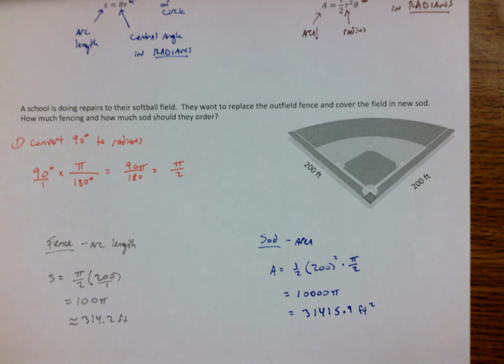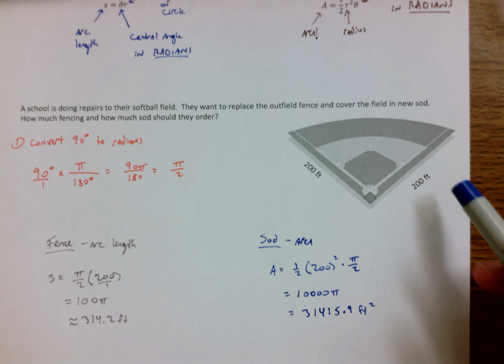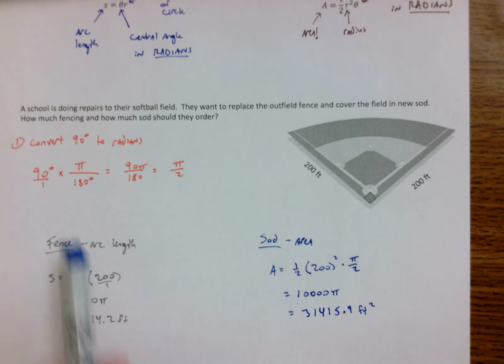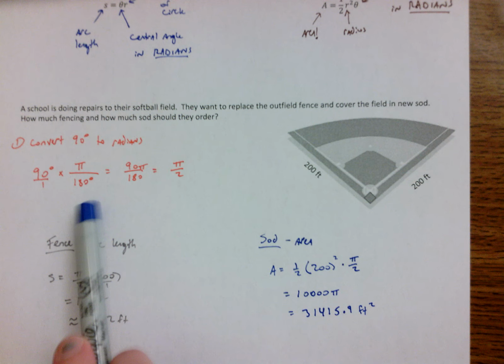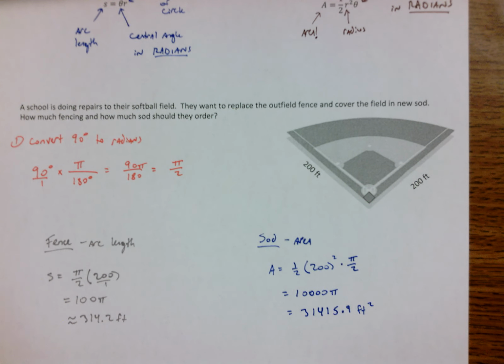All right, so arc length and area, really simple. Make sure you memorize those formulas because you're going to need to know them, okay? And you just really have to remember that you always have to convert to radians. So make sure your measure is always in radians. If it's already in radians, you're good, you're set, okay? But if it's not, you're going to have to convert it.